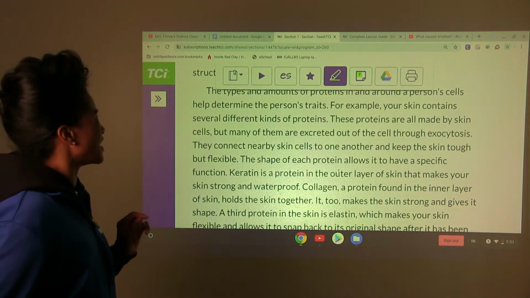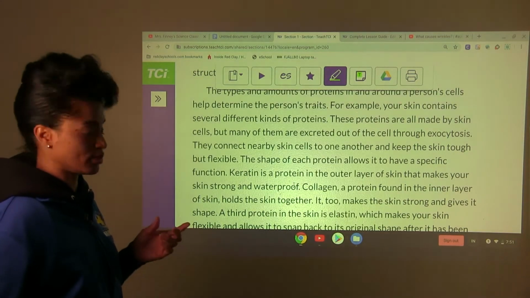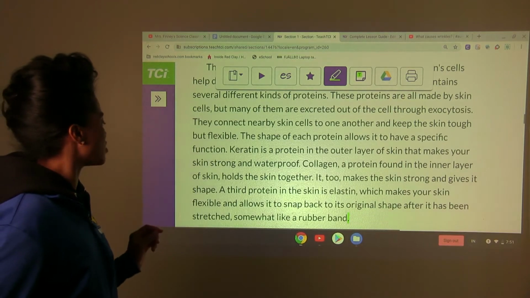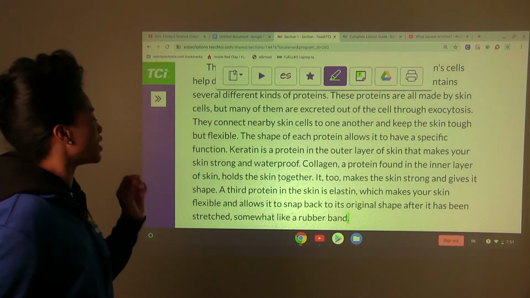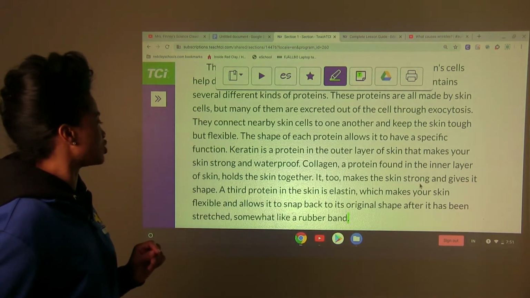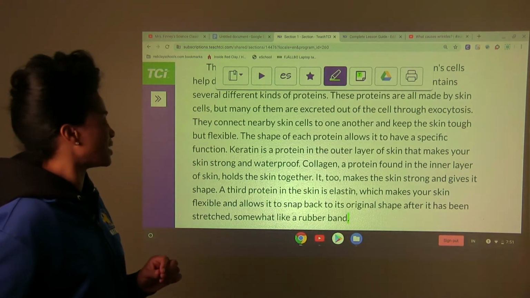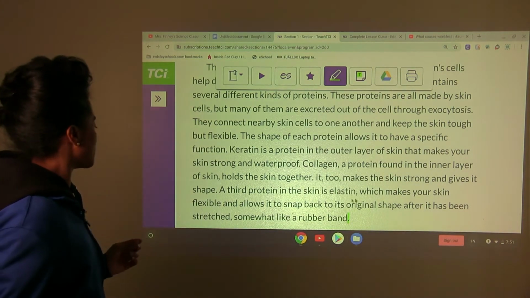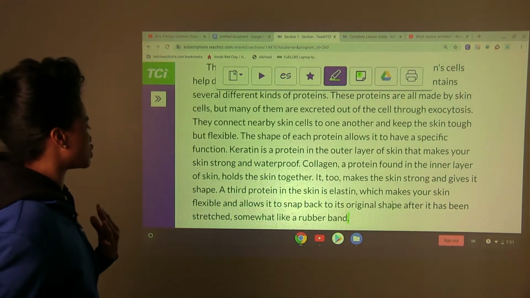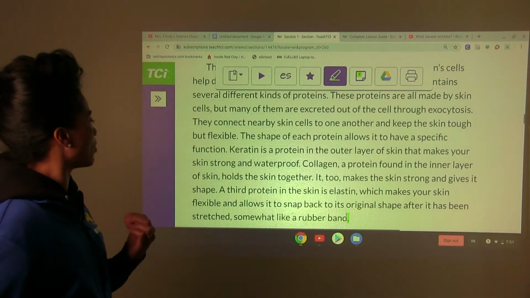Keratin is a protein in the outer layer of skin that makes your skin strong and waterproof. Collagen, a protein found in the inner layer of skin, holds the skin together. It too makes the skin strong and gives it shape. A third protein in the skin is elastin, which makes your skin flexible and allows it to snap back to its original shape after it has been stretched, somewhat like a rubber band.